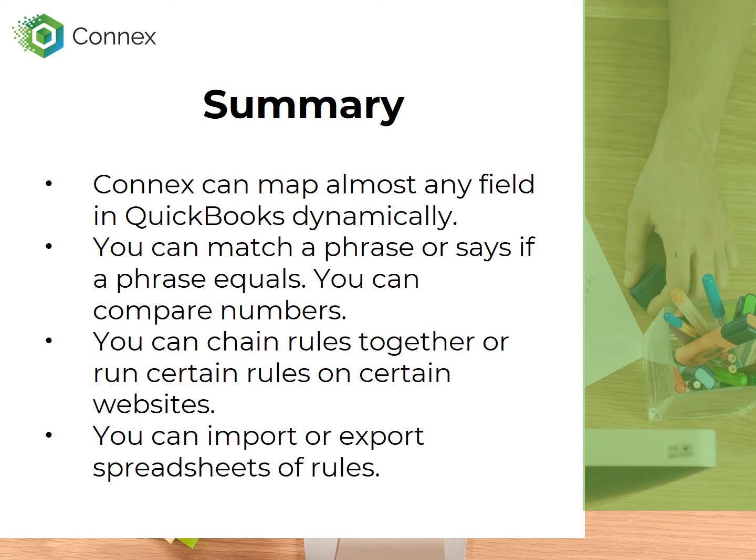So in summary, Connex can map almost any field in QuickBooks dynamically. Deposit accounts, items, inventory sites, bins, order dates, classes, you name it. If it's readable, writable, we can map it. You can match a phrase and say if a phrase equals, so if the SKU contains ABC, then map it to 1, 2, 3. You can do ends with, starts with. There's many comparisons that you can use. You can chain rules together and say if the payment method is PayPal and if the selling channel is eBay, then run this rule. And you can also import or export spreadsheets of rules if you want to do some experiments or just have a backup.